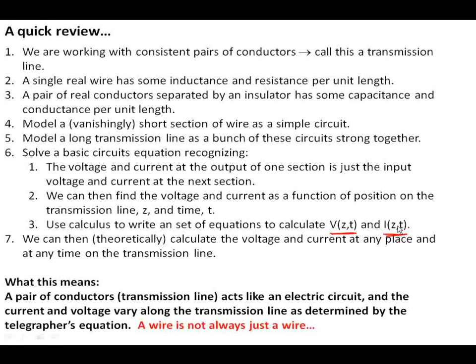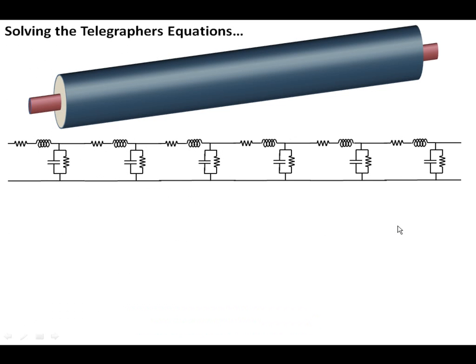A pair of conductors, a transmission line, acts like an electric circuit with resistance, inductance, capacitance, and conductance. The current and voltage vary along the transmission line determined by these equations. Wires aren't just wires when the frequency gets high enough. And so what we've done is we've represented this symmetric structure, the transmission line, here, as the circuit, here.